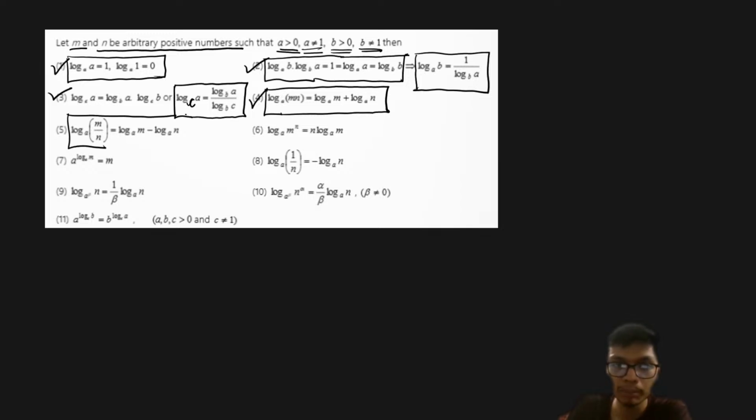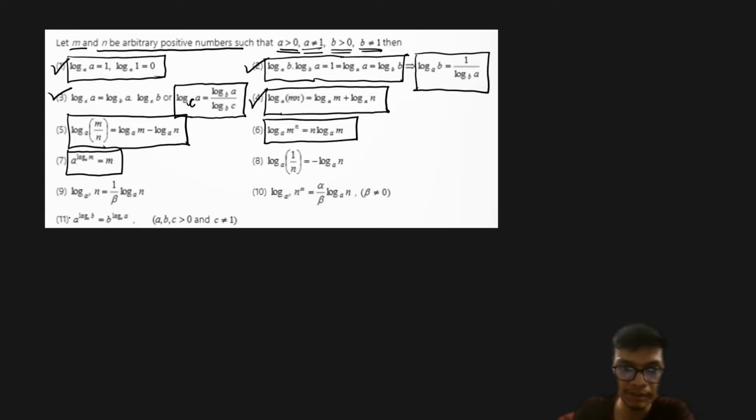Now this is called the product rule: if you have log of m into n, then it is given as log of m plus log of n with the common base, and similarly log of m by n with the common base is given as log of m minus log of n with the common base. This is called the power formula: log of m to the power n is equal to n into log of m with the same base, right?